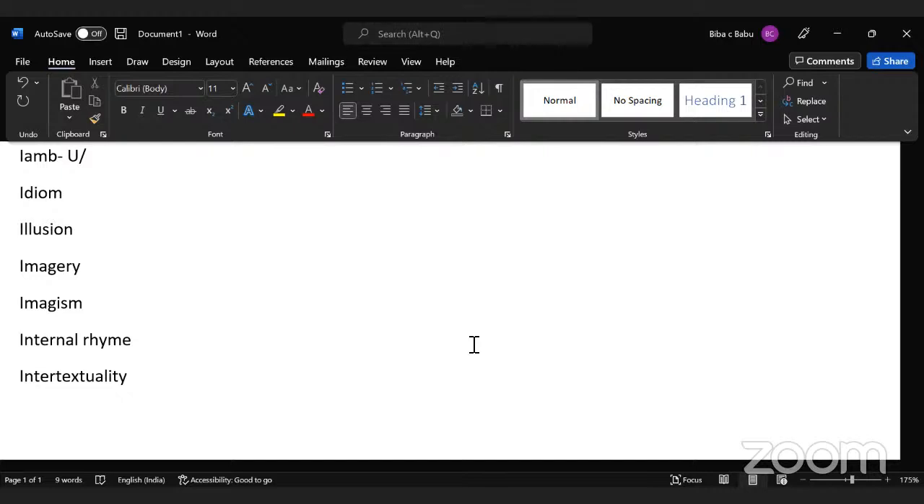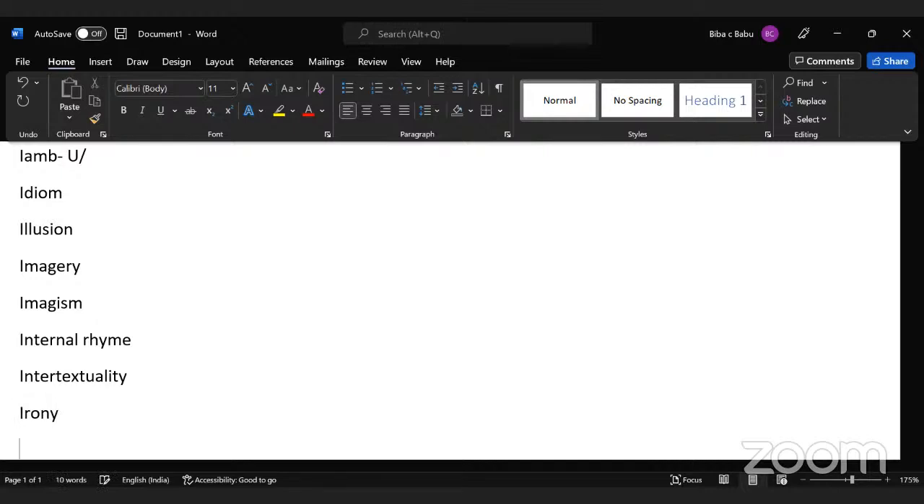That is intertextuality. For example, you will be learning about T.S. Eliot's The Waste Land. The Waste Land is a famous poem by T.S. Eliot. Here, there are a lot of references to religious and mythological texts. So that reference is called intertextuality.